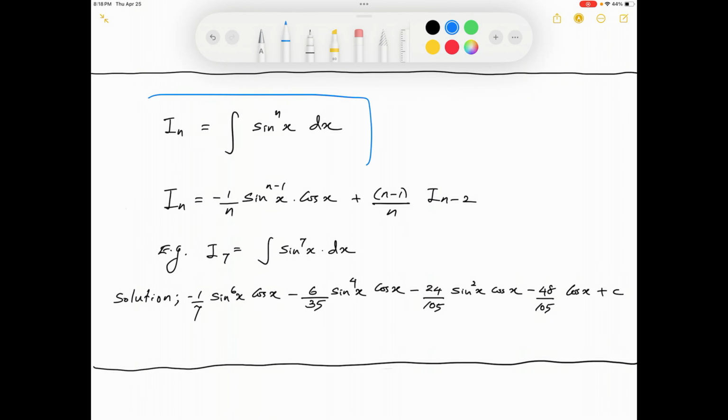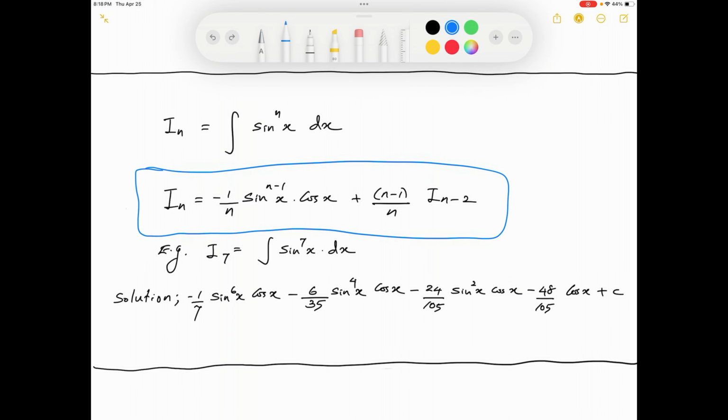Last time we derived an equation to integrate sine nth power x dx. We did that by using integration by parts, and we obtained a reduction formula. The reduction formula that we obtained is given right here. We showed that I sub n is equal to negative 1 over n sine raised to the n minus first power x times cosine x plus n minus 1 over n times I sub n minus 2.